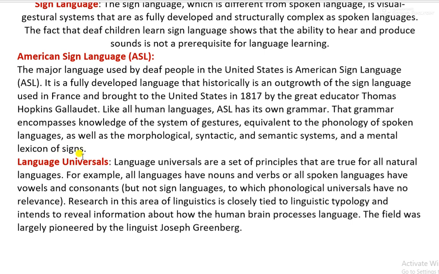Here we see American Sign Language is actually the sign language used by deaf people in the United States. It was first introduced in France, and later it was brought to the United States, and that is nothing else.